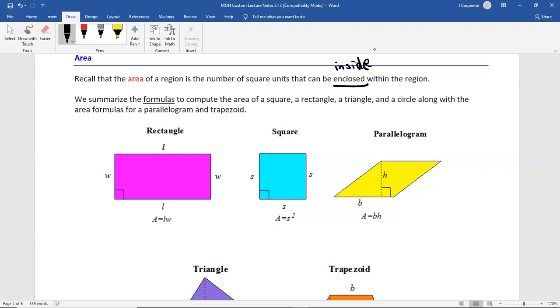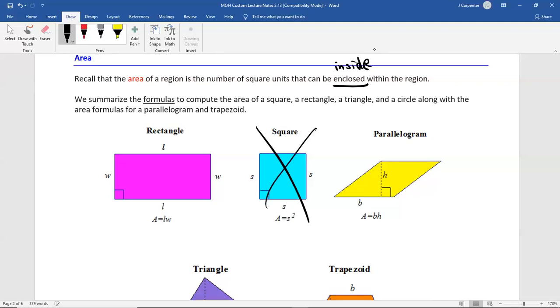For a square, the length and the width are the same thing, and they like to make them S's. I'm not a big fan of S because it looks like 5 personally, but it is what it is. So you could go length squared or width squared or S squared, because these are the same thing. Anything times itself is itself squared. 5 times 5 is 5 squared. X times X is X squared.